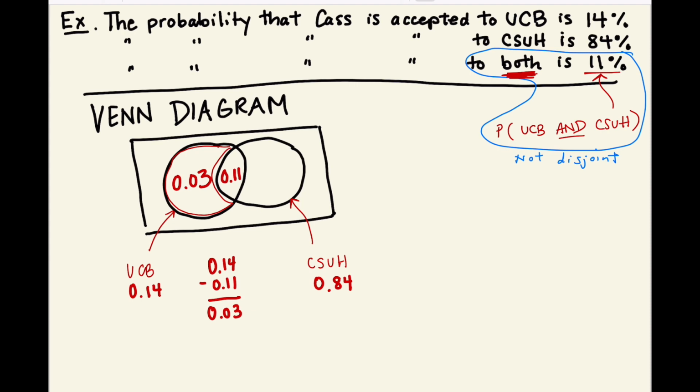And now I can do the same thing to figure out the probability of getting accepted to Cal State Hayward, but not UC Berkeley. So I'm just going to subtract the probability of being accepted to both from the probability of being accepted to Cal State Hayward. So this area right here, or this probability, is 0.73.